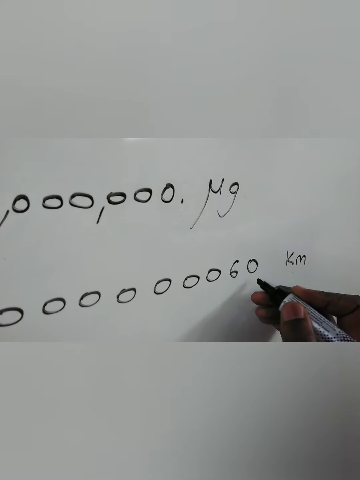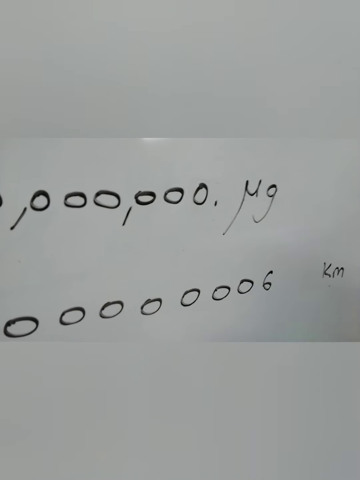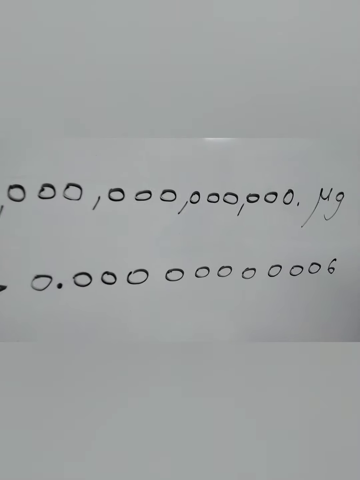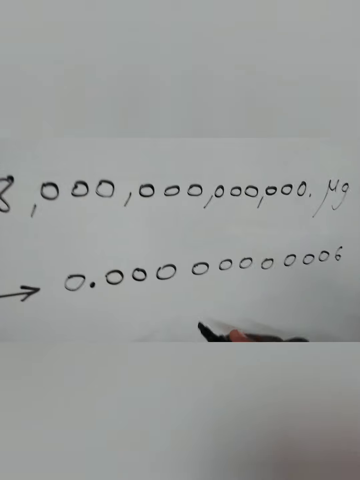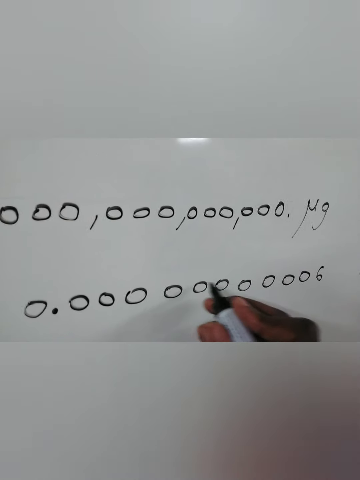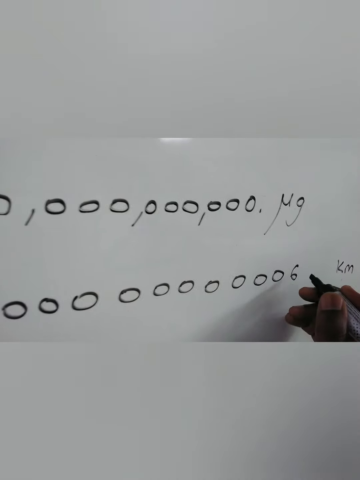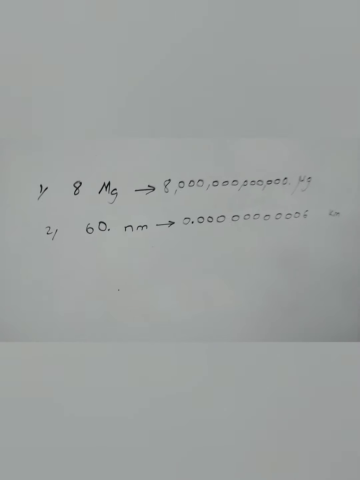However, this 0 that is behind the 6 becomes insignificant. And as a result, you can erase it. So in essence, 60 nanometers is the same thing as 0.00000000006 kilometers. Take a good look at the example.